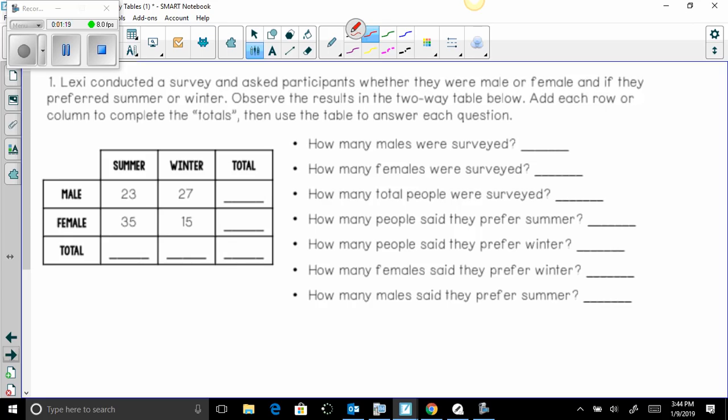So, 23 males preferred summer. 27 males preferred winter. How many total males is that? 50. 35 females preferred summer, and 15 females preferred winter. That's a total of 50 females. How many total people were surveyed? Altogether, how many people were surveyed? If I surveyed 50 males and 50 females, that is 100. So the total of people surveyed goes in the bottom right corner.